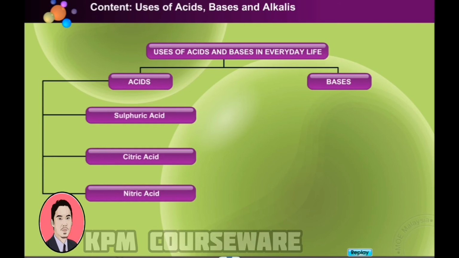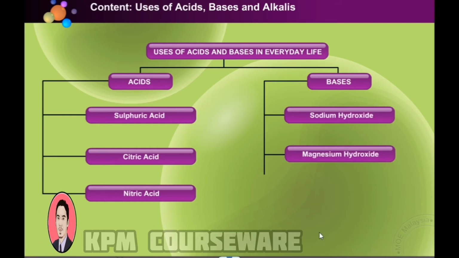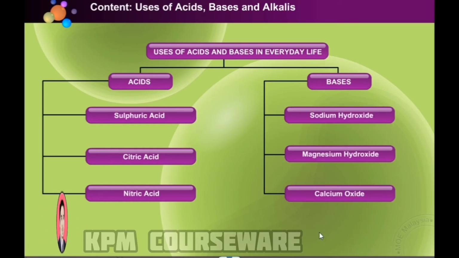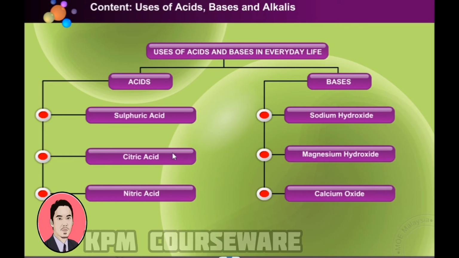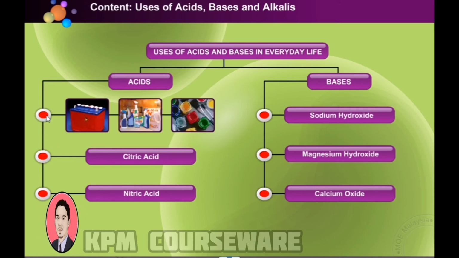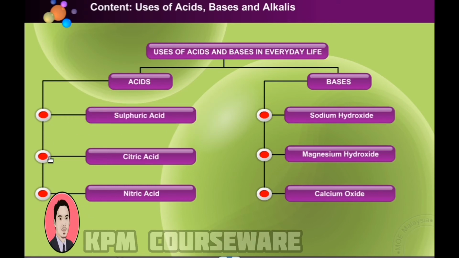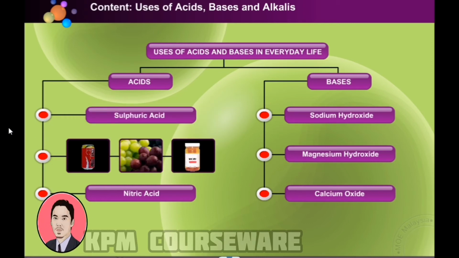They are used in the manufacture of various products, and some of these products can be found in your home. Can you name some of the products used at home that contain acids or bases? Click on the red button to view some of the uses of acids and bases. Sulfuric acid is used as an electrolyte in car batteries and to make detergents and paints. Juices and carbonated drinks contain weak acids like citric acid.